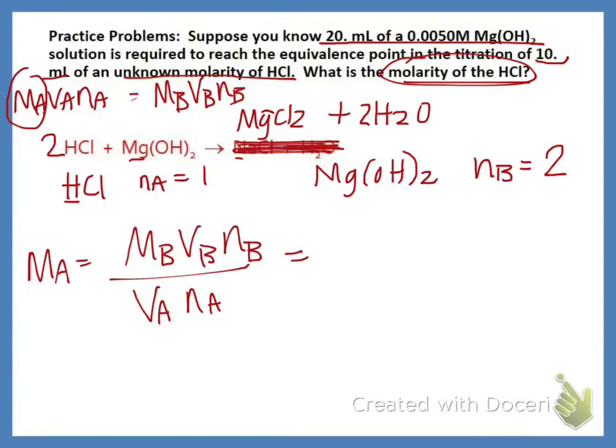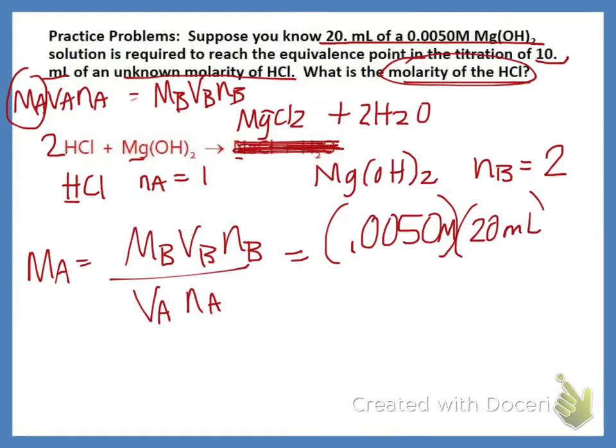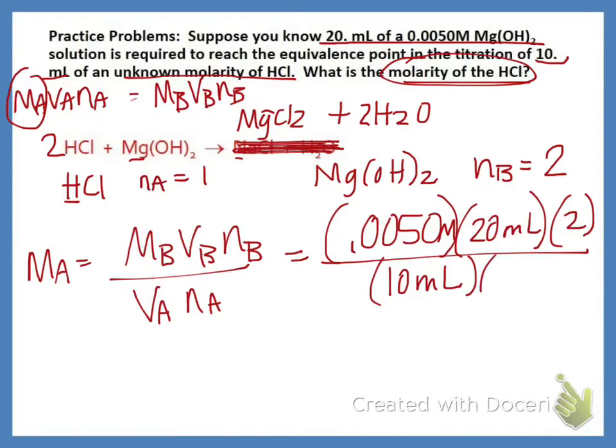So now we plug in the molarity of our base, 0.0050 M, times our volume of 20 milliliters, times our Nb, which was 2. And then we're going to divide by the volume, which was 10 milliliters, and then our Na, which was 1. Now, because we have milliliters on the top and bottom, we can actually leave our volumes in milliliters. We do not need to cancel them. We don't need to convert them to liters because they're going to cancel out anyway.